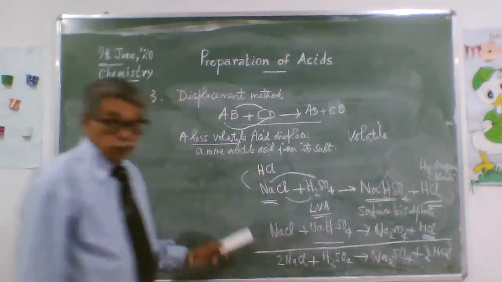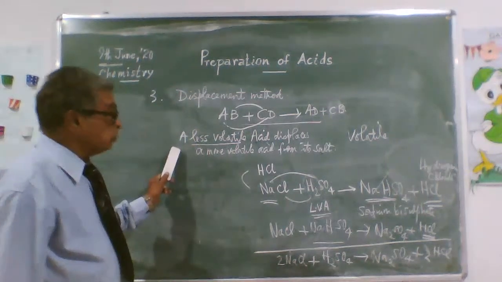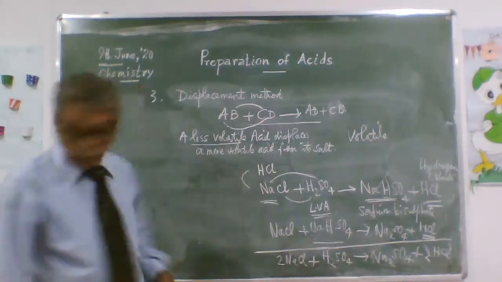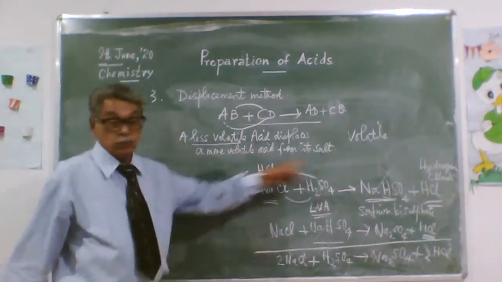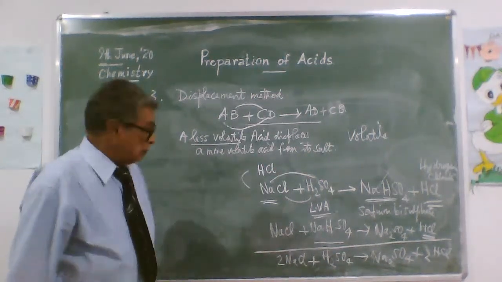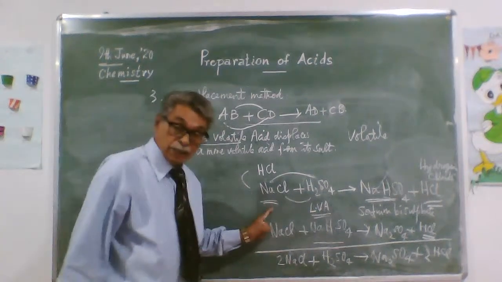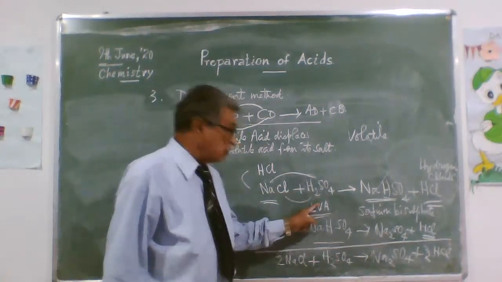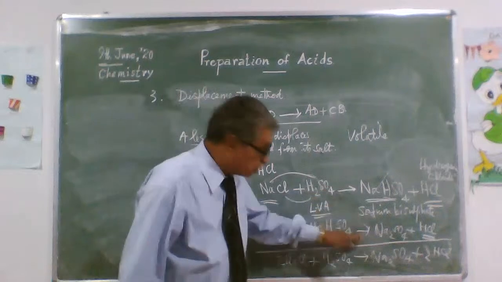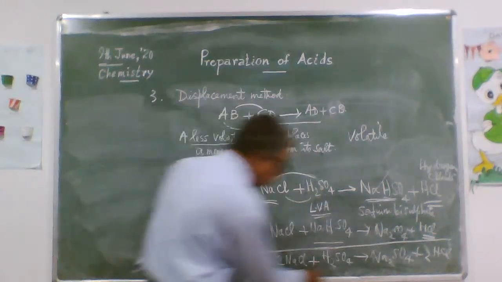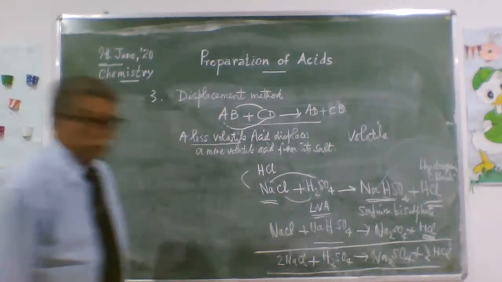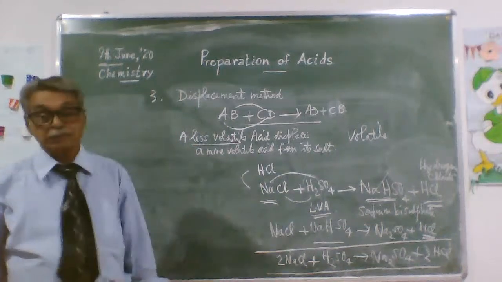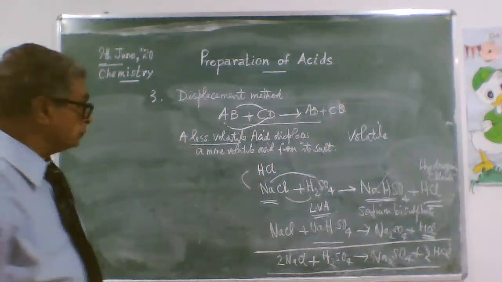Please note down in your notebook. A less volatile acid displaces a more volatile acid from its salt. NaCl is a salt of a more volatile acid, H2SO4 is a less volatile acid. The reaction takes place in two stages. You should write down all these three equations. 2 NaCl plus H2SO4 giving Na2SO4 and 2 HCl. I hope it's clear to you.